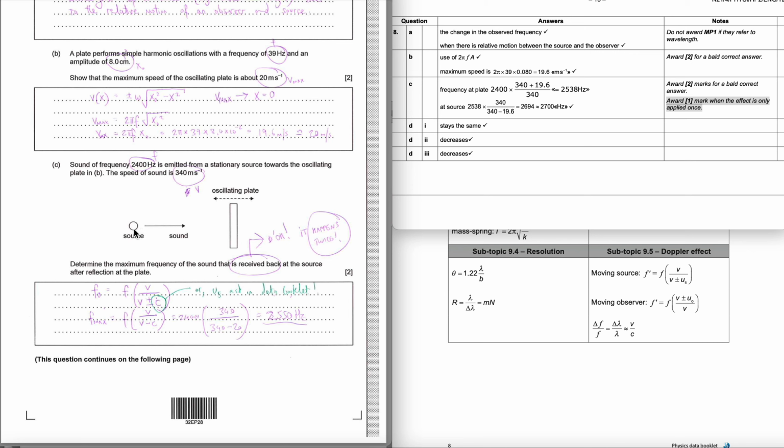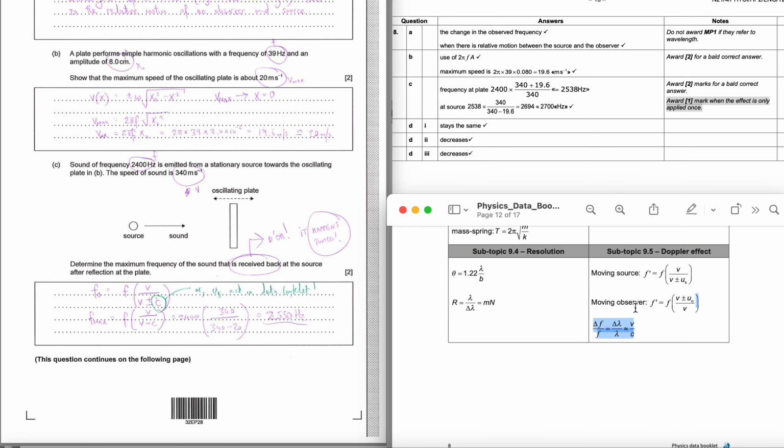Well, at one point we're emitting the sound at our oscillating plate, and it's going to be reflected back, and so effectively Doppler has to be applied twice. We can determine the frequency at the plate, and that is going to be the frequency that we would observe if we were at the plate. That maximum frequency received by the plate is going to be 2,400 times the sum here, so we're actually using this second equation here.